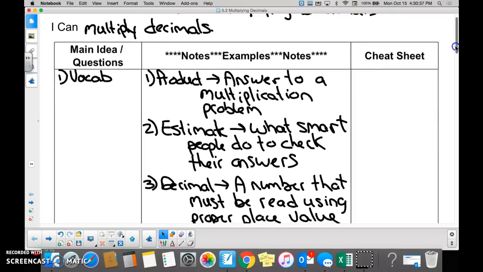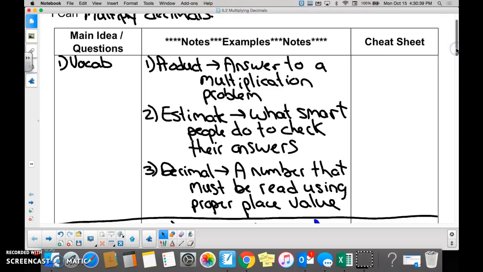There are 3 vocab words that you should be writing as you do your notes here. Vocab word number 1, product. A product is an answer to a multiplication problem. Number 2, estimating. This is the second time we've had this word, we did it in 5.1 as well, with a little bit of a different definition. We said it's what smart people do to check their answers. You're all smart people, so you're all going to use estimating to check your answers. And number 3, a decimal is a number that must be read using proper place value.